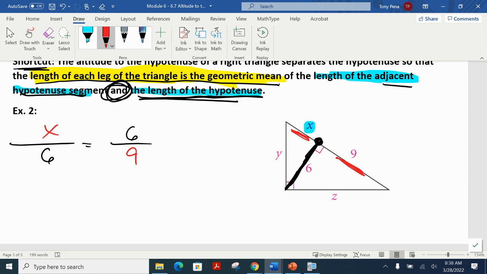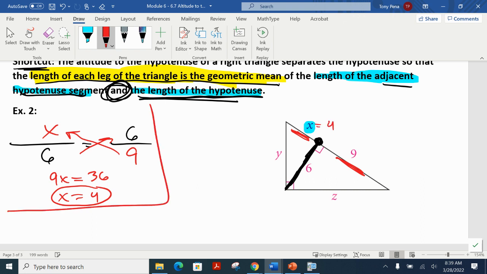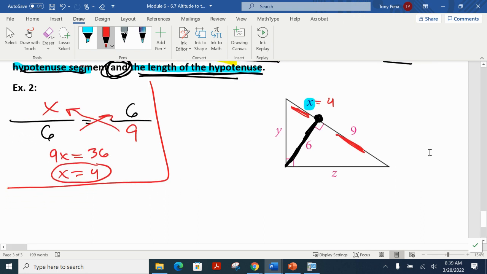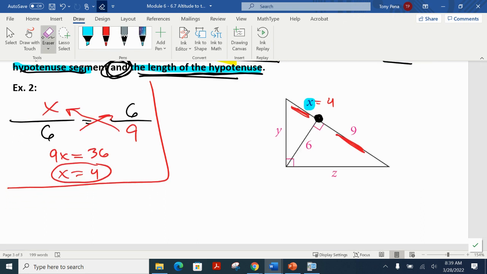That's our setup. This is a nice one. When we crisscross and solve this, we would get 9x equals 36. Divide, and we now know that x is a 4. Okay, so that's our first one. That's the one that we did earlier. Here's the new shortcut. So now let's do the y.